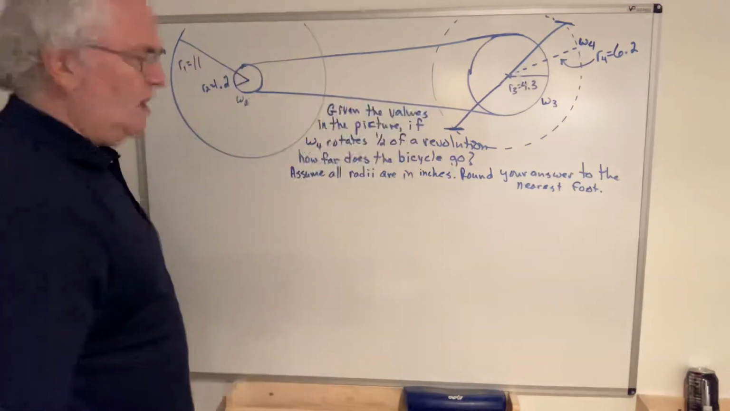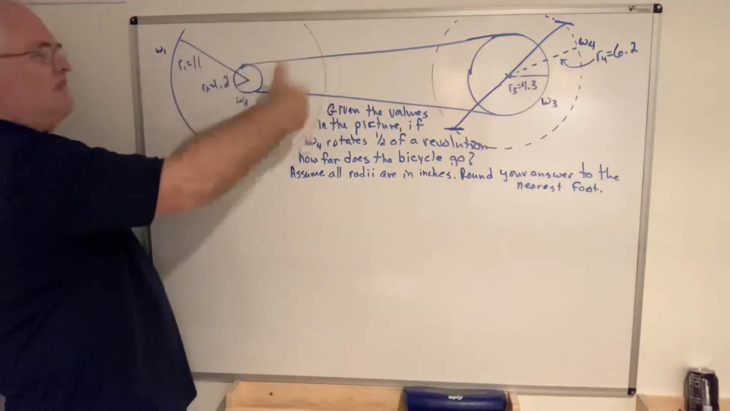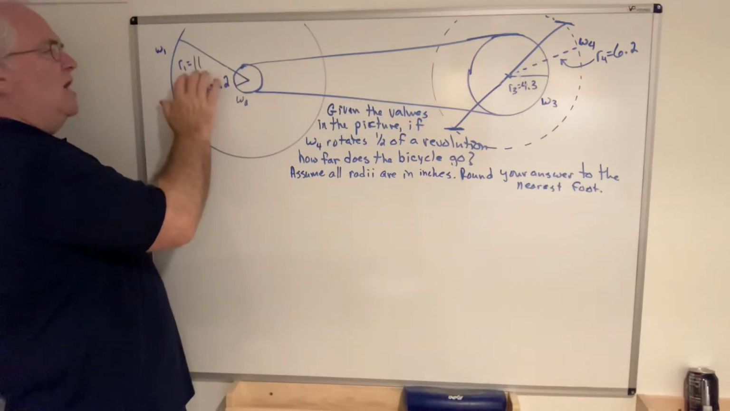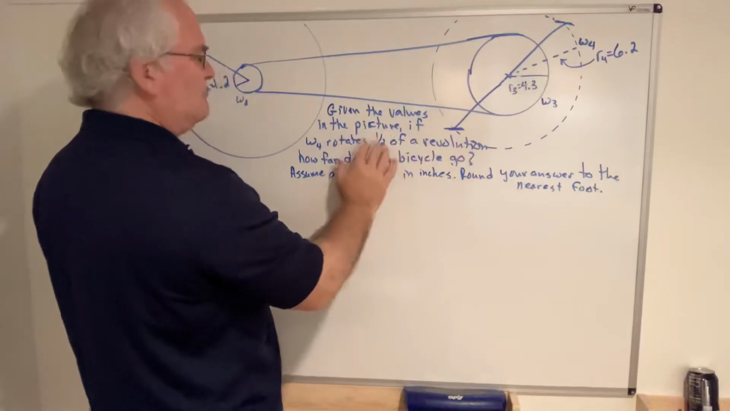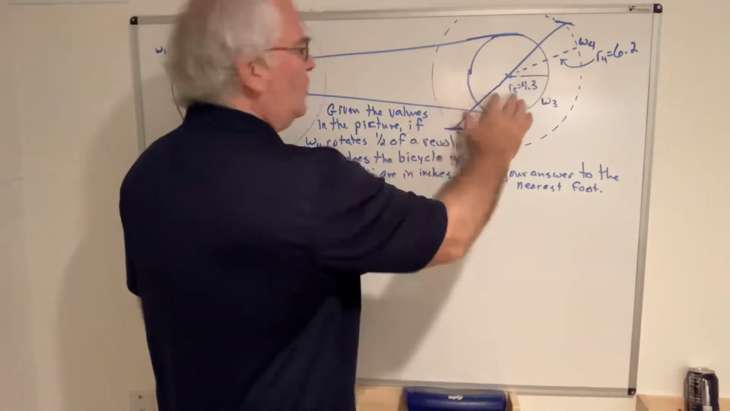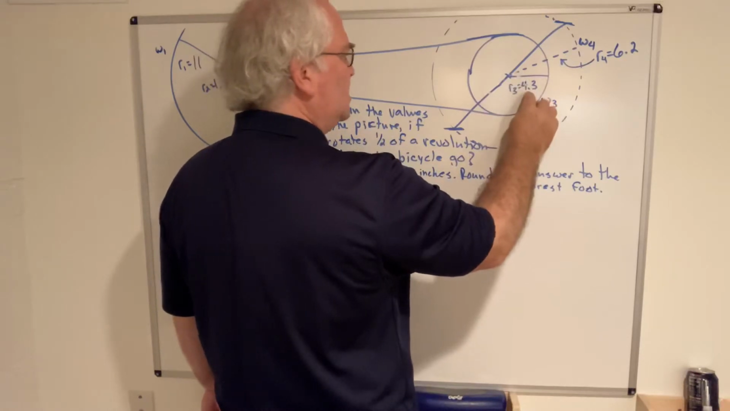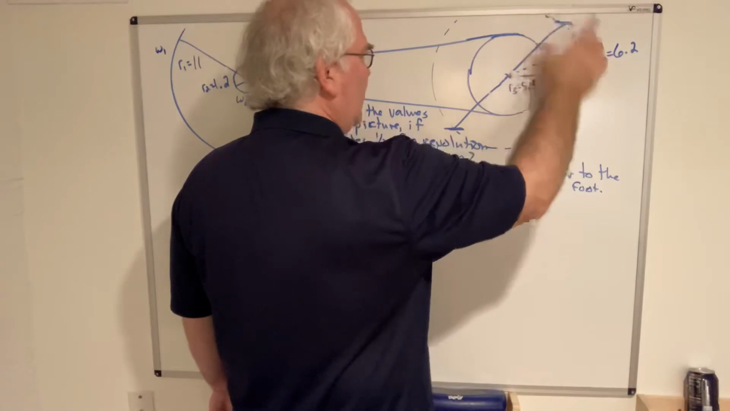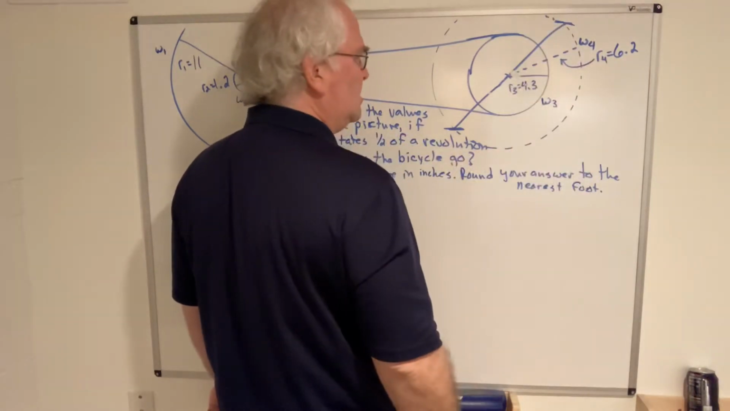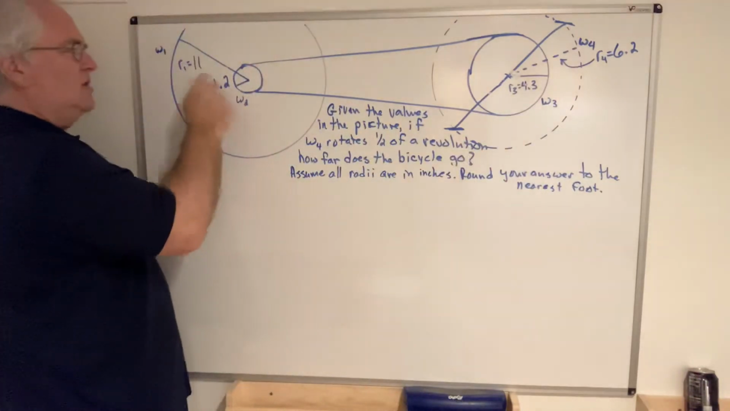Now, all these values are given. I'll go over them real quickly here. Radius 1 is 11. This is obviously not drawn to scale. Radius 2 is 1.2. These are all in inches, by the way. Radius 3, the inner wheel, is 4.3 inches. And radius 4, the outside wheel determined by the pedals, is 6.2 inches. 6.2, 4.3, 1.2, and 11.